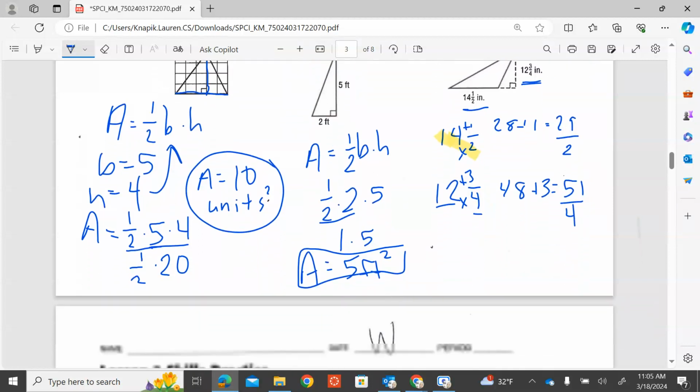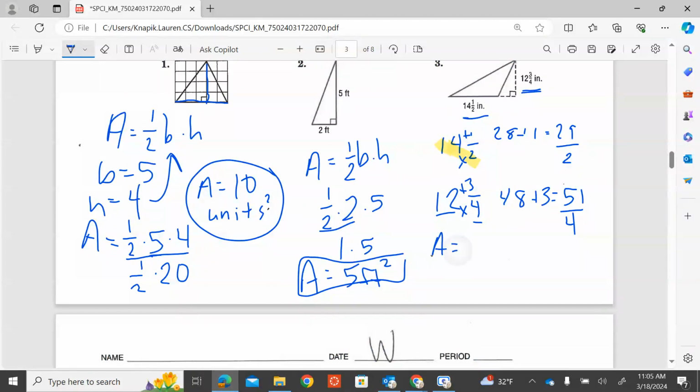All right. Let's get a little more complicated now. We have area equals 1/2 times your base of 29 over 2 times your height, which is 51 over 4. All right, when you're multiplying with fractions, you can go straight across the whole way. So we're going to have 1 times 29 times 51. You could do your area model for this. For the sake of time, I'm just going to use a calculator. So we'll do 29 times 51. We get 1,479 over 2 times 2 is 4 times 4 is 16.